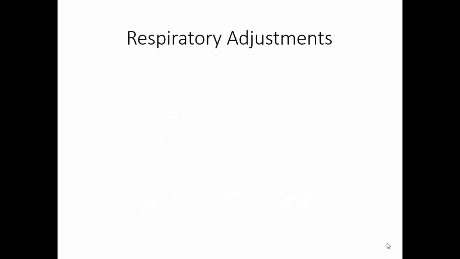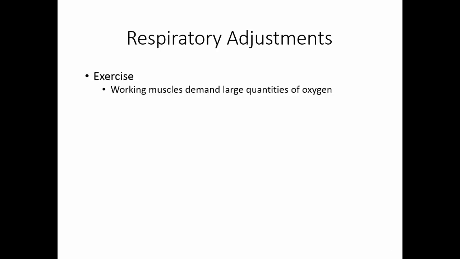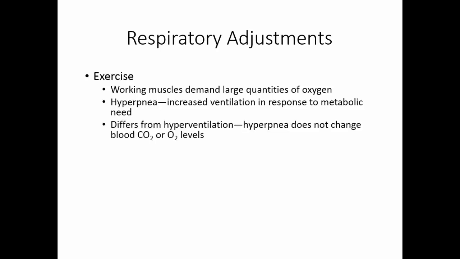The respiratory system will make adjustments to help meet the needs of your body. When you start exercising, your working muscles demand large quantities of oxygen. Hyperpnea is the increased ventilation in response to metabolic need. Hyperpnea differs from hyperventilation. With hyperpnea, we're not changing the blood carbon dioxide or oxygen levels. With hyperventilation, we are changing the blood carbon dioxide levels. Exercise hyperpnea is not caused by an increase in CO2 or a decrease in pH or oxygen.